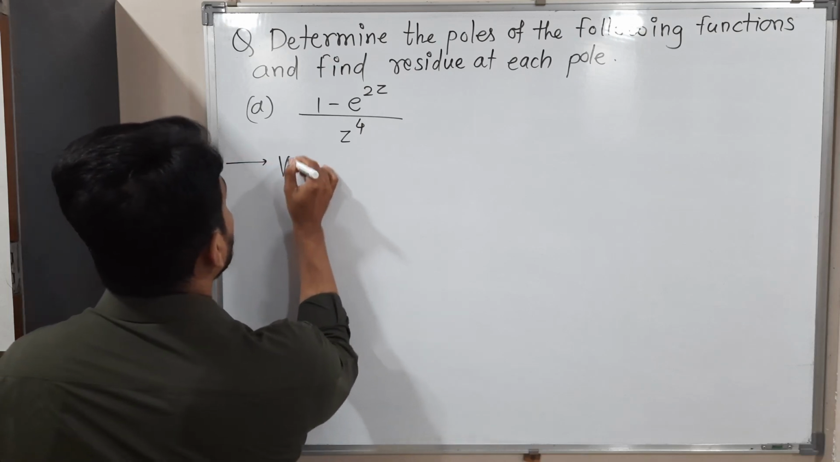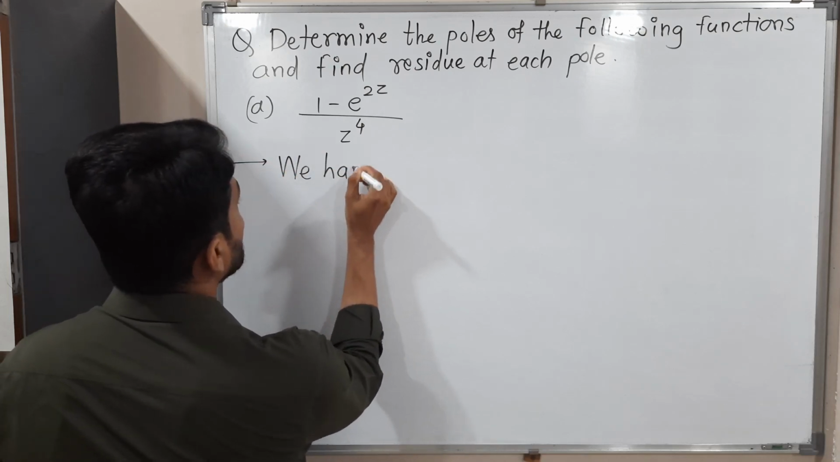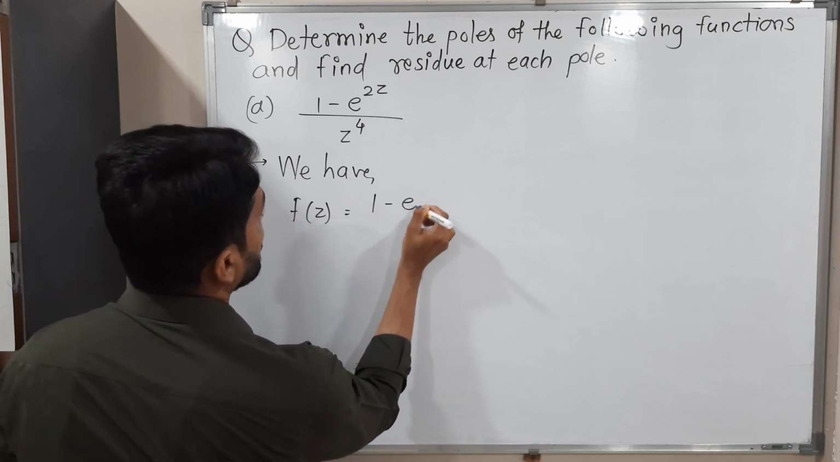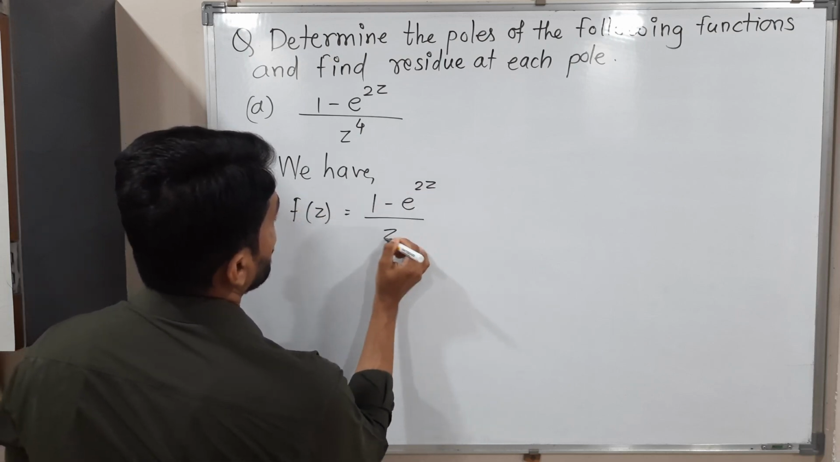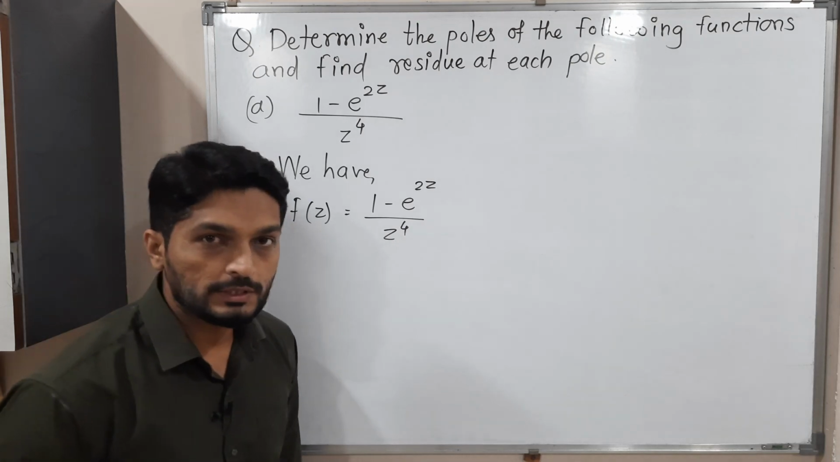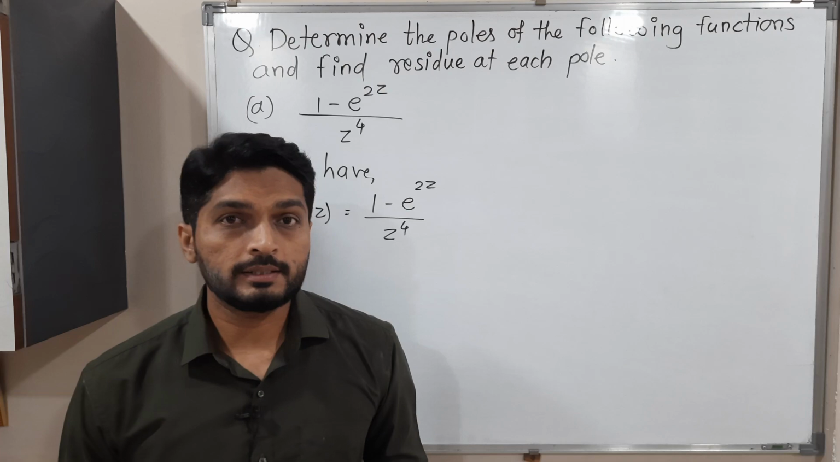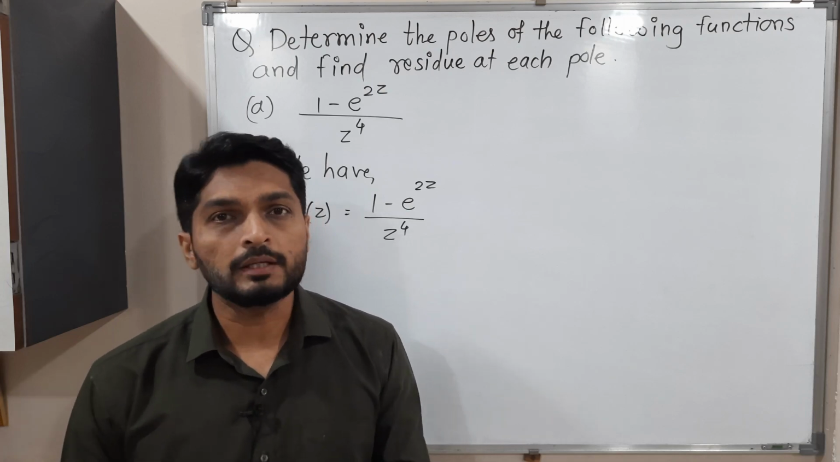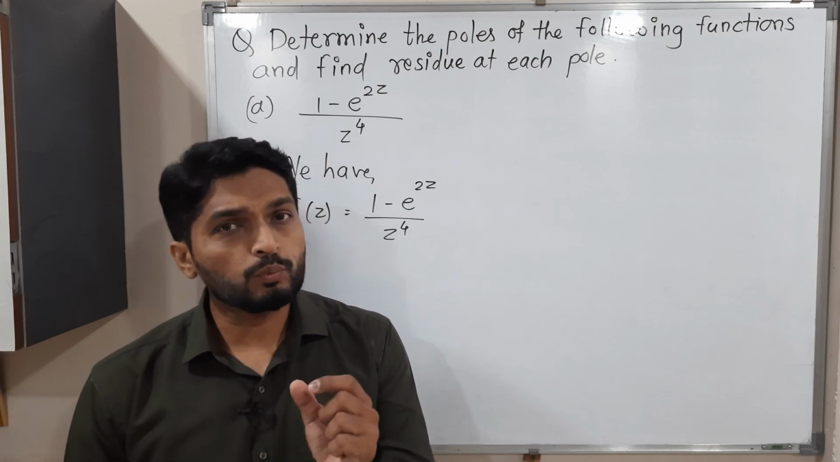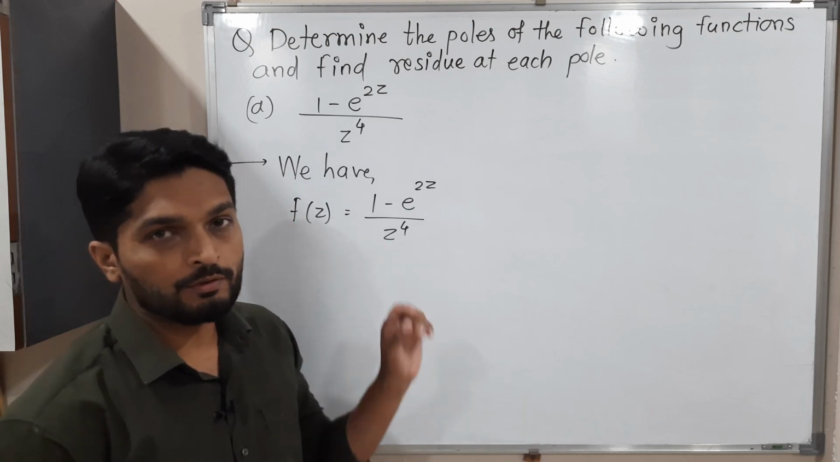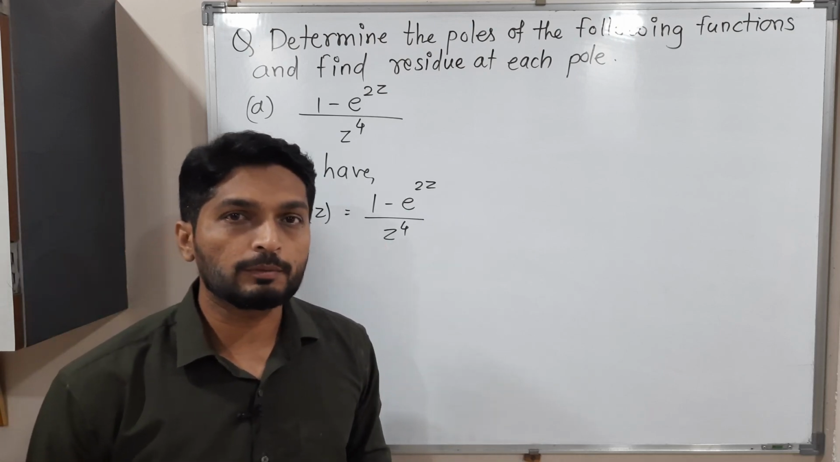So we have f of z equals 1 minus e raised to 2z upon z raised to 4, right? So this is the given function. First of all, we have to find its singular points. That means a point where the denominator will be 0. Will you tell me at what point the denominator will be 0? z is equal to 0. If I put z equal to 0, the denominator will be 0.